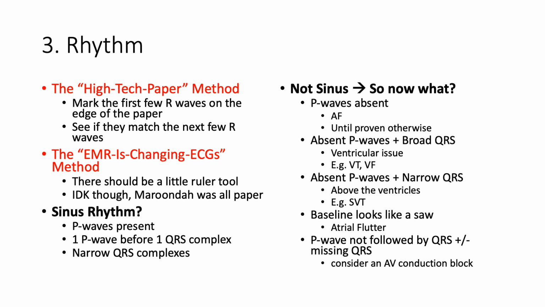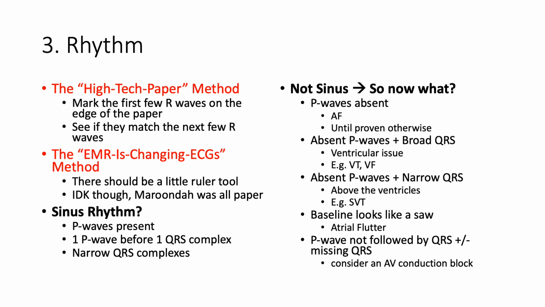So you have to now ask yourself, is this sinus? Sinus rhythm has a P wave, and for every one P wave there is one QRS complex, and the QRS complex is narrow. And if it's not sinus, so it doesn't really fill this criteria, then we're going to ask ourselves a few other questions.